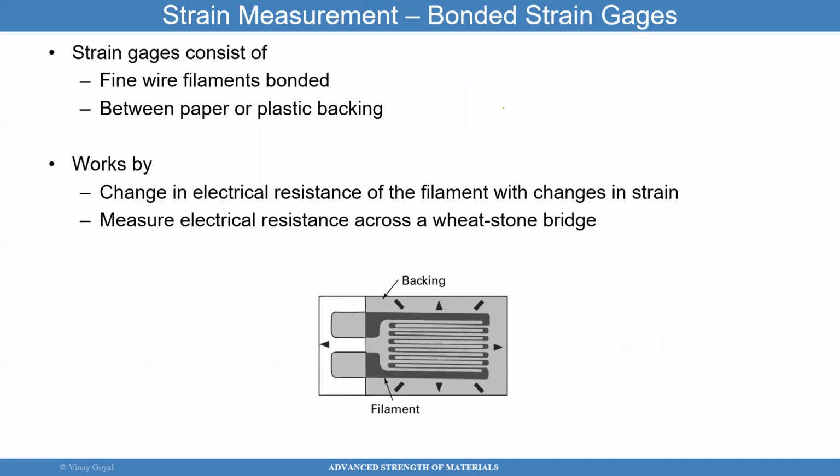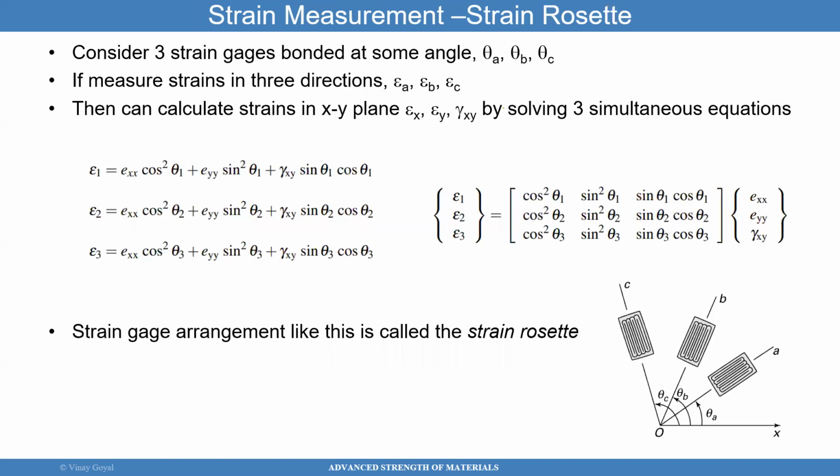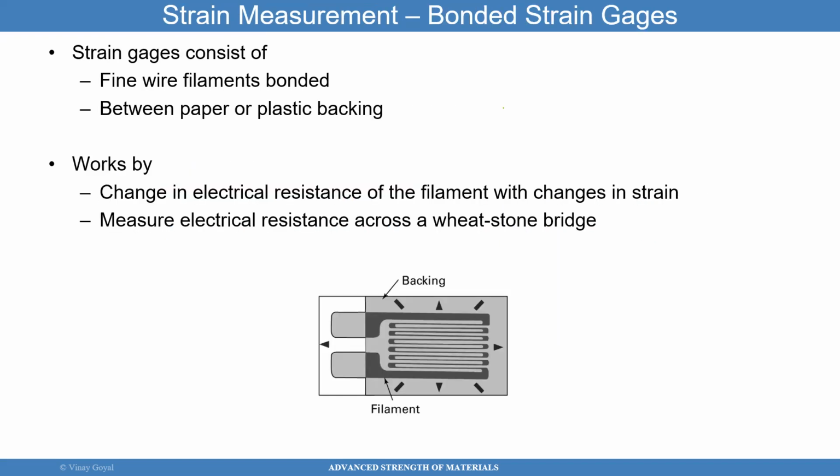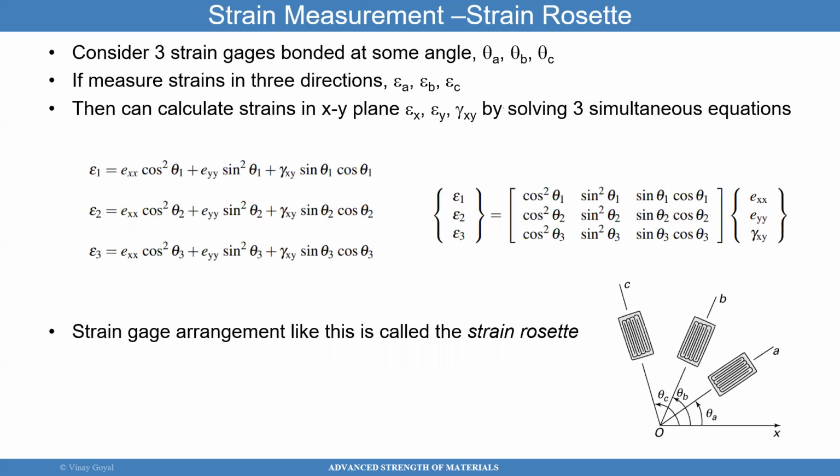Strain measurements can actually be performed using strain gauges. It works by measuring the change in electrical resistance across what we call a Wheatstone bridge. And these strain gauges are bonded to the structure whose behavior and deformation you want to measure.